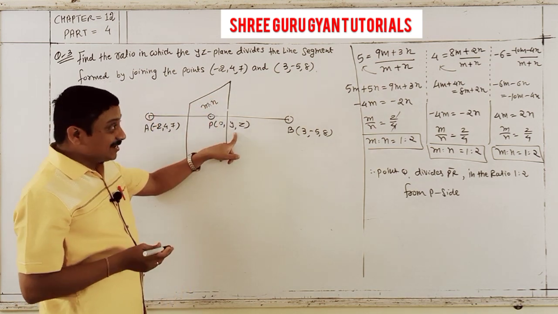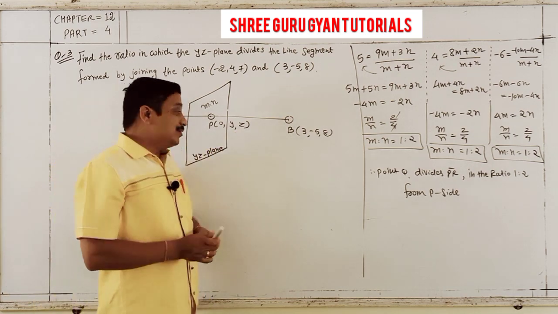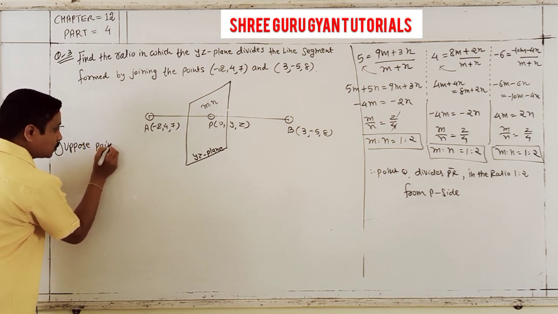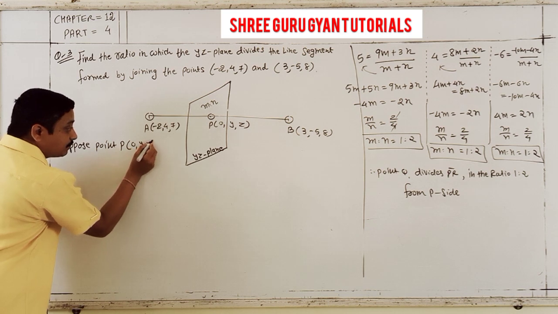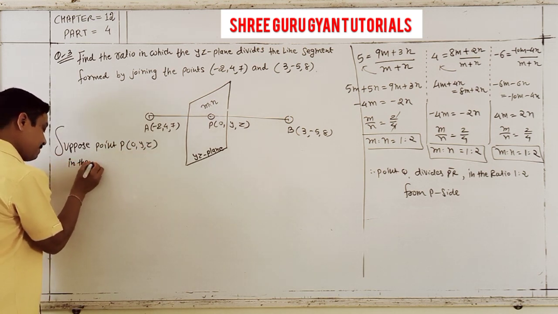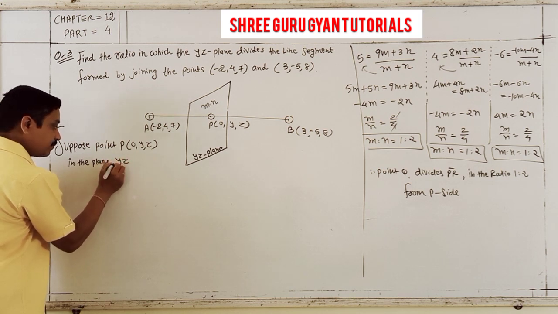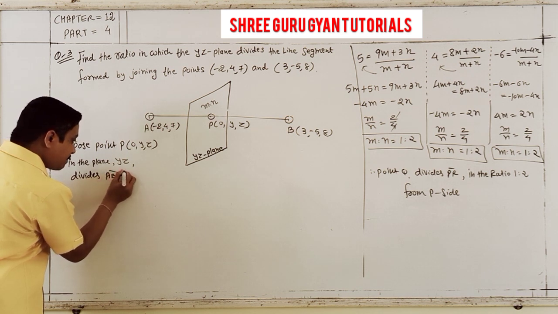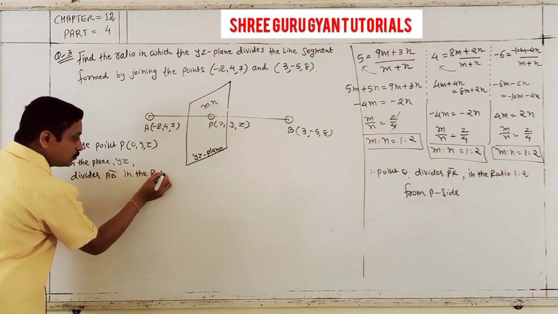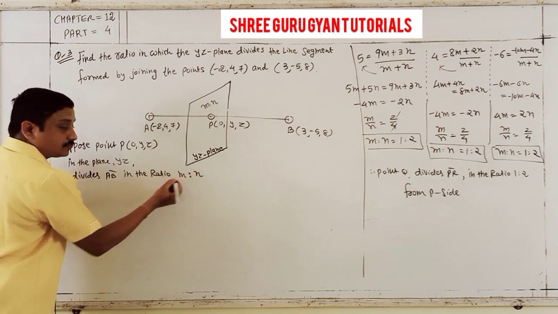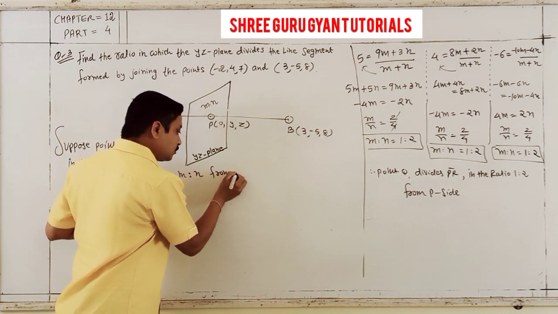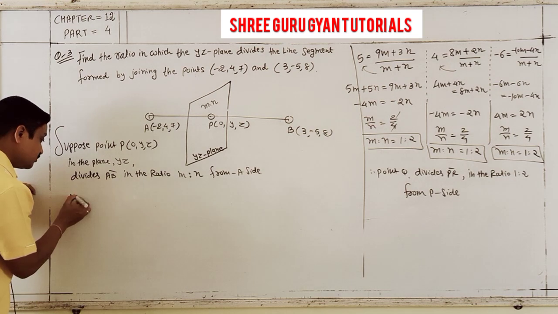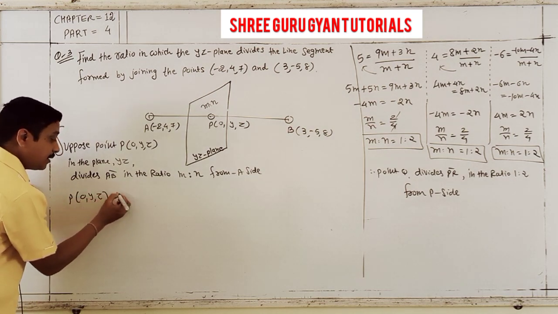Sometimes the question also asks for the point, so I will also calculate the point. Now just assume, suppose point P (0, y, z) in the YZ plane divides AB in the ratio m ratio n from the A side. This is just an assumption. So you consider your values with P (0, y, z) and ratio m ratio n.